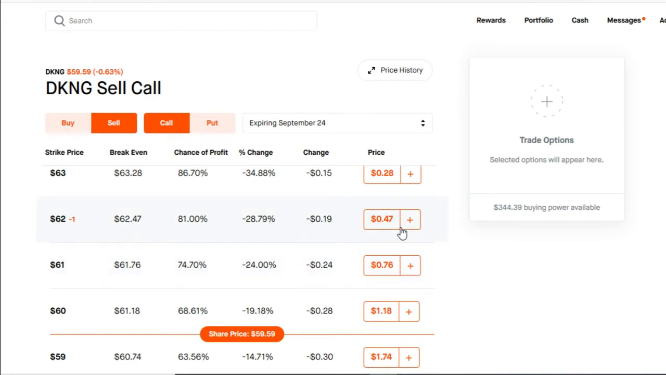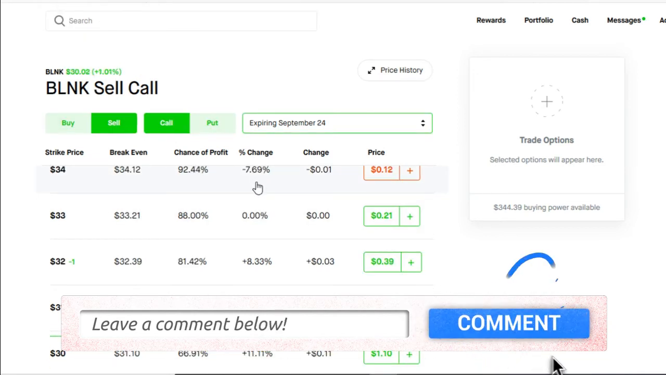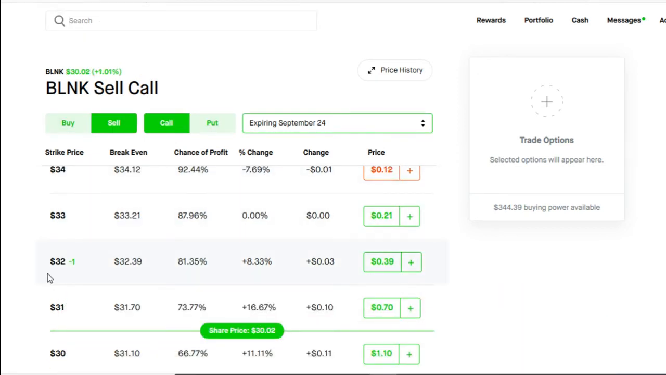So we're going to add that 44 to 150. That's almost $200. Let's just jump into the third stock. Okay, so here we are on the third stock, which is Blink. And I did sell a call expiring September 24th at a $32 strike price. And I did receive $40. We're going to add that to our total, and that's going to be almost $240.